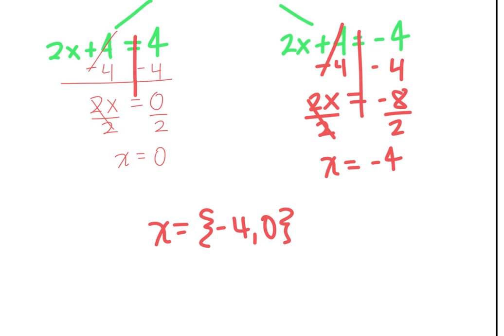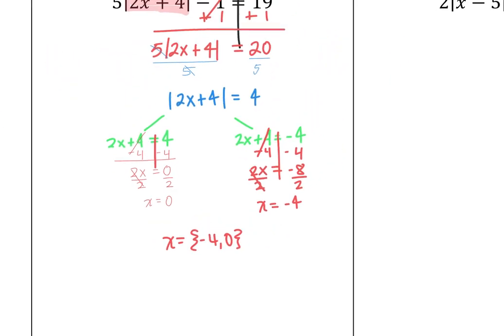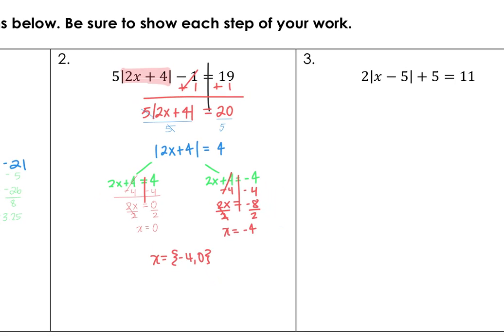Okay, so you and your partner are going to try number 3. So number 3 is very similar to number 2 because you've got a coefficient and a constant. So remember, you got to get rid of those two things first, just like we did up here, then break it into the 2 equations, then start solving for x. All right, so I'm going to give you and your partner about 2 minutes. Then we will see how you did.